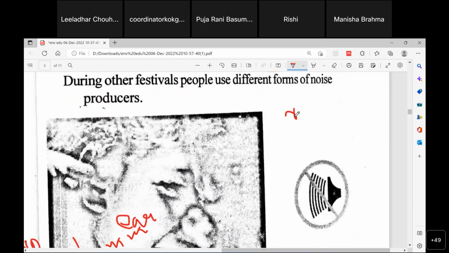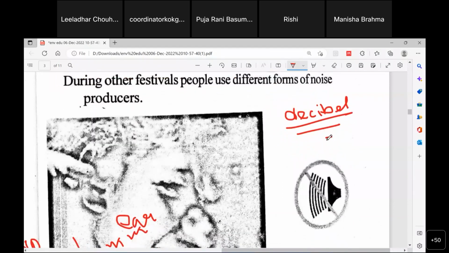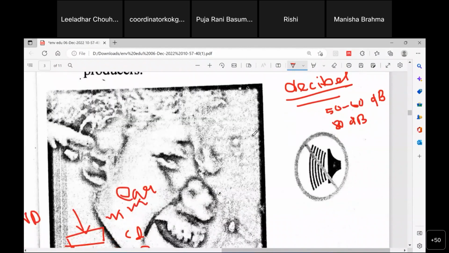So remember, noise is measured in terms of decibel. I will not go into the technical details of decibel, but decibel is the unit by which you describe it. Generally, when we speak, it is like 50 to 60 decibel. When a truck is going, it is at 80 decibel, 80 dB. When you whisper, it is less than 50 decibel. So our normal conversation is 50 decibel, and when a truck is going, 80 decibel.